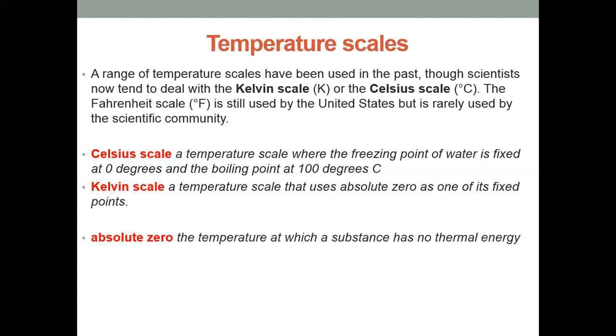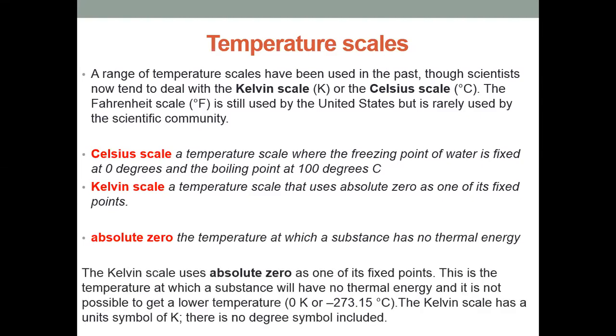What does thermal energy mean? That means there is no heat energy. When there is absolute zero, there is no heat energy. So the Kelvin scale, again, we said, uses absolute zero. It is a fixed point. It is equal to negative 273.15 Celsius. If you reach this temperature, you're going to die for sure because it's very low.